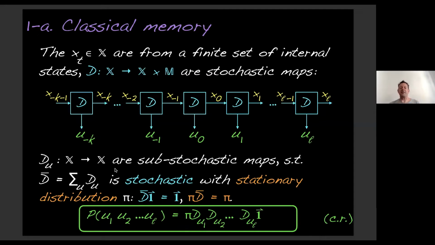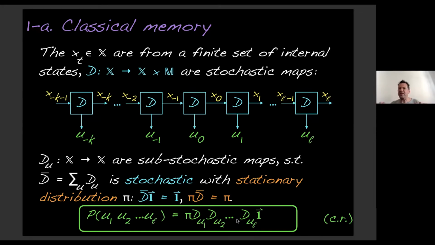And of course, it's probability theory. So what D bar being stochastic means is that it preserves the unit vector. That is, it preserves the probability. And it has a stationary distribution, pi. I'm just going to warn you here, hopefully not for the first time, that I'm using probability theory, in particular Markov chain notation, where the stochastic matrices are normal matrices, but they act on probability distributions, which are denoted as row vectors. So to multiply correctly, we have to put the row vector on the left. And the unit vector is a column vector of all ones.